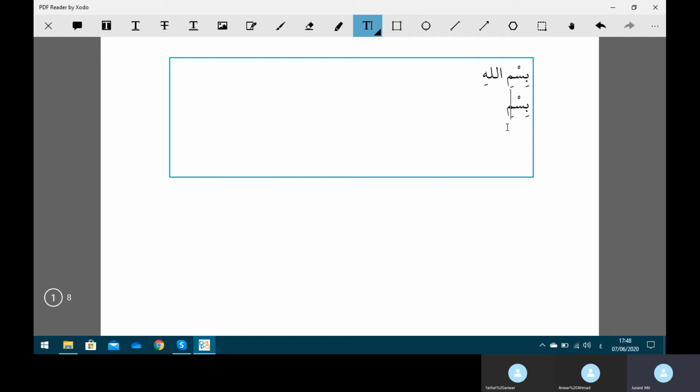Because B is a harf jar, a preposition. And what do harf jar do? They make the noun after it jar with it. And the sign of ismun being jar is ismin. So instead of a dhamma, it's a kasra. That's how you make it jar.